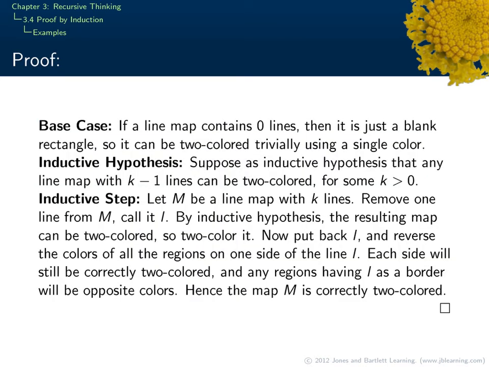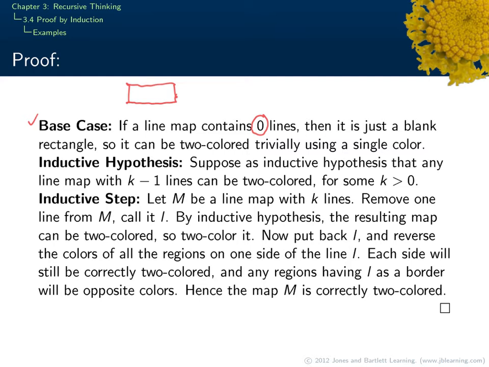Okay, so here's the induction proof of that theorem. Remember, the theorem says that any line map can be two-colored. So for the induction, the statements are based on the number of lines. Our base case happens when we have 0 lines. If we have 0 lines, remember we just have this blank rectangle, and it can be two-colored trivially just by using a single color. All right, so the base case holds.